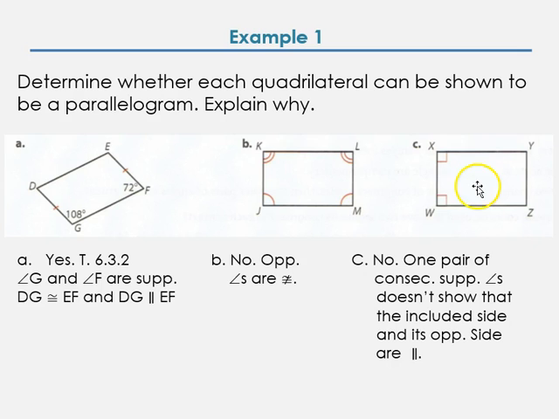And let's look at C. C, once again, looks like a rectangle. It has two 90-degree angles that are congruent, and one pair of consecutive supplementary angles doesn't show enough information to say that these are parallel. We would have to have one set of sides, just like we have in A, that are congruent.